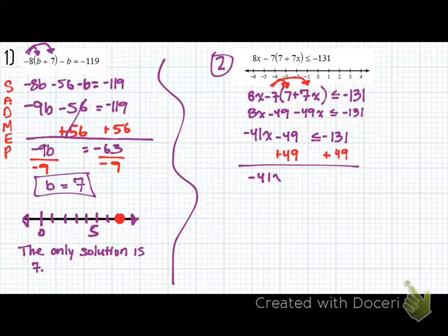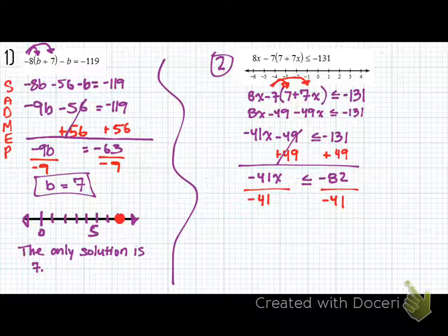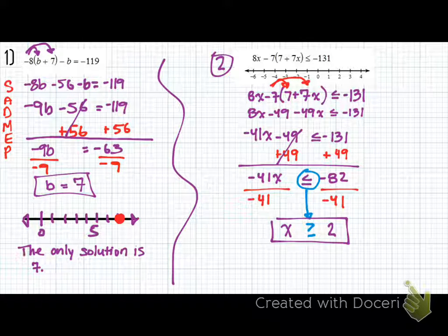Got -41x is less than or equal to -82. Okay? This step, really look up here. This is a reminder from before. I'm going to have to divide both sides by -41, right? When you divide or multiply by a negative on both sides, the inequality is going to flip. So instead of less than or equal to, I'm going to flip it. Eyes up here so you don't forget. I'm flipping this because I'm dividing both sides by a negative. I would do the same thing if I multiply both sides by a negative. If this was positive, then I wouldn't flip it. When I do that, I get x is greater than or equal to 2.